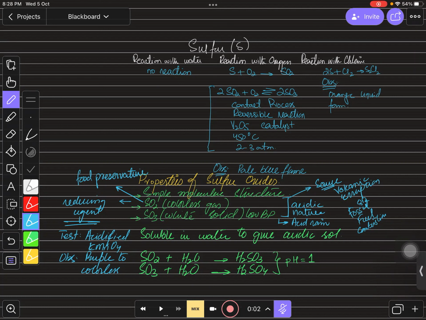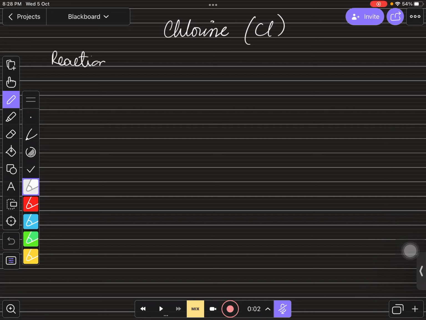Let's talk about chlorine, and chlorine is very short here. We can discuss this in a short time. Chlorine is the last member of period 3. We are talking about chlorine's reaction with water. Definitely it can react with water, because we use this in swimming pools as well.